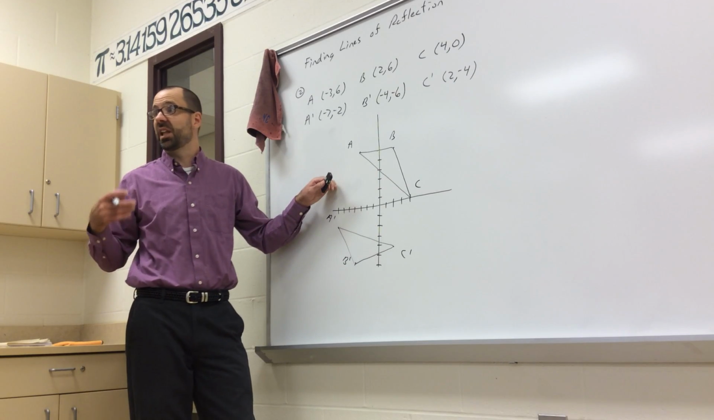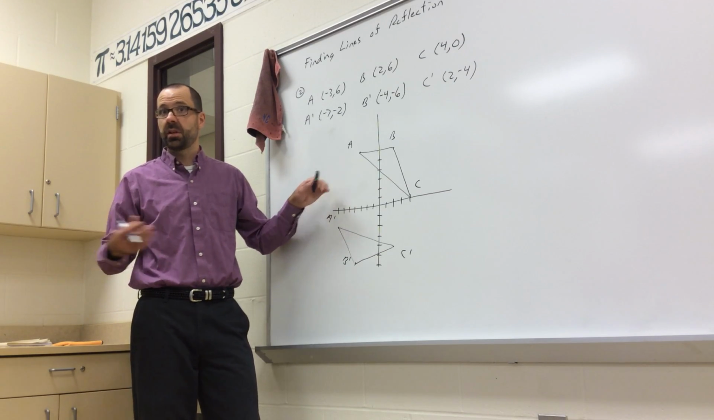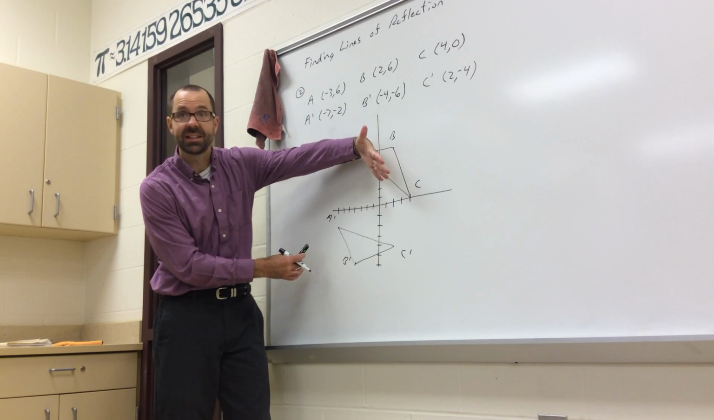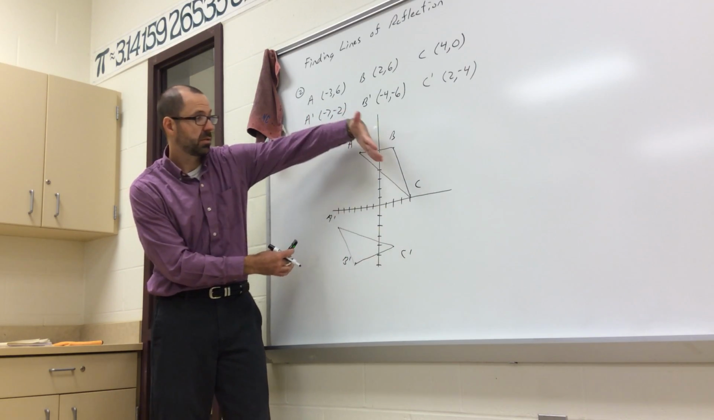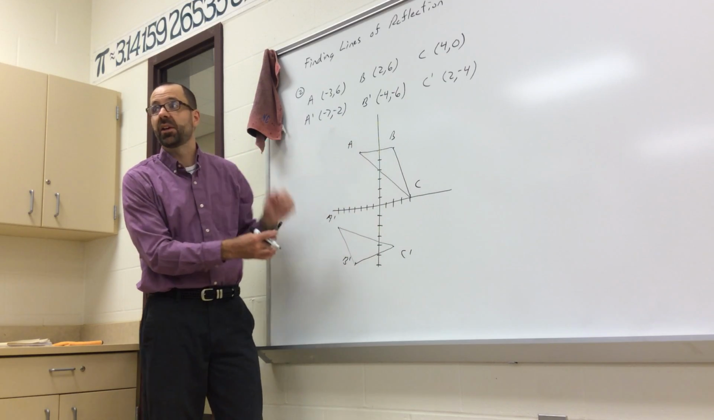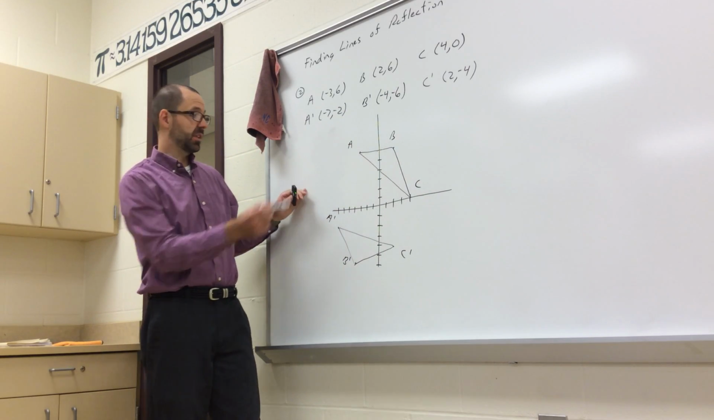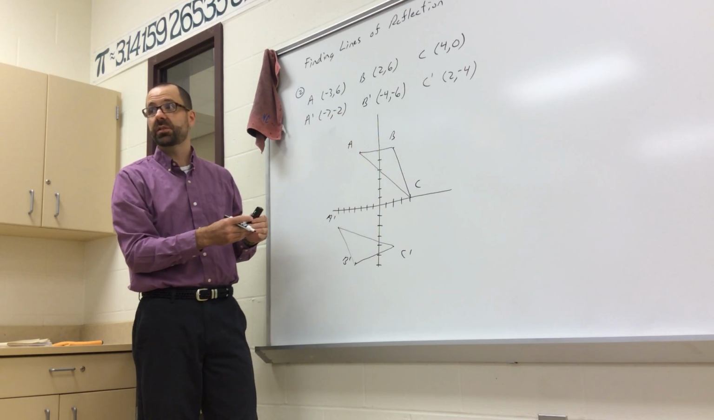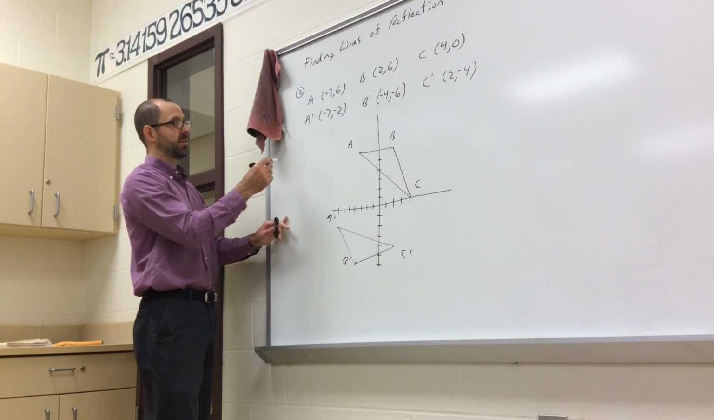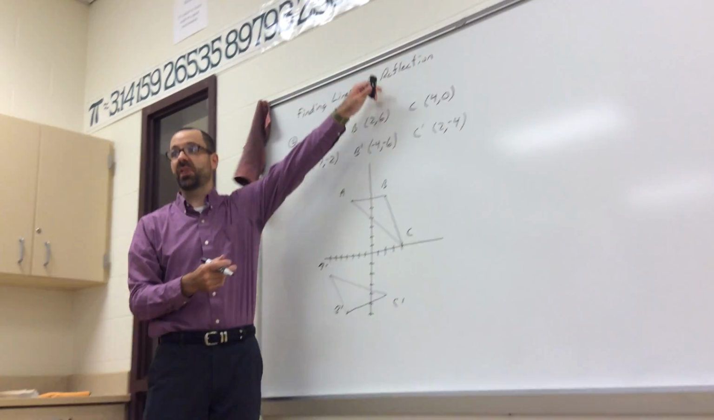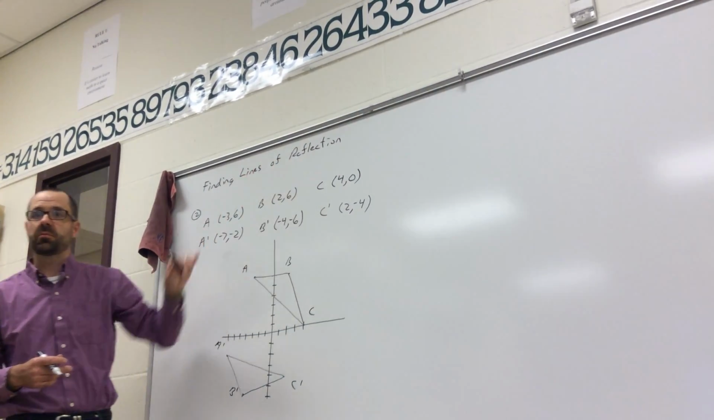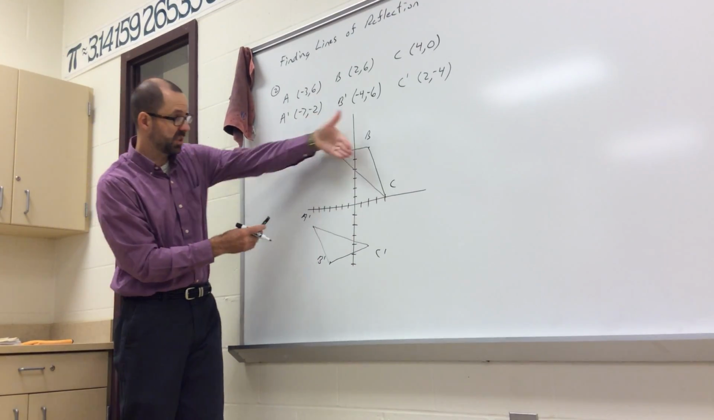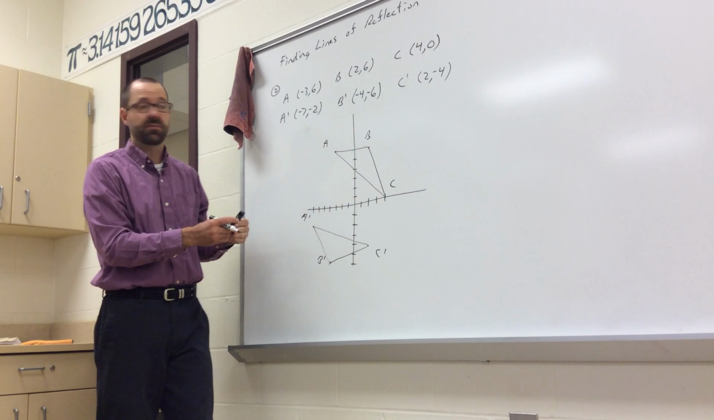Okay, so this is a reflection. So what happened is this got reflected down to here. And our job is to figure out where the line is that it was reflected across. So the directions here say, find the line of reflection. That's the title of the worksheet. So our job is to find the line of reflection. We know it's been reflected, and we got to find the line.